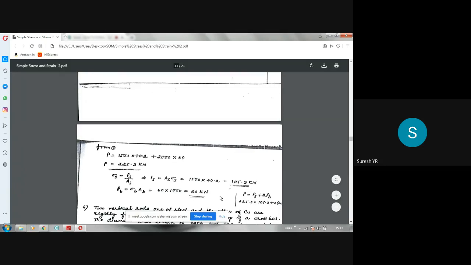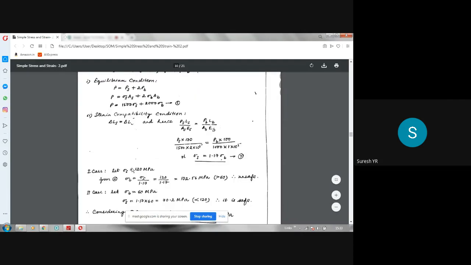If you want to check, we know that P is equal to PS plus 2 times PB. PS is 105.3, PB is 60. If you substitute, you will get 225.3. That is the value of P. So this is how we have to do it.